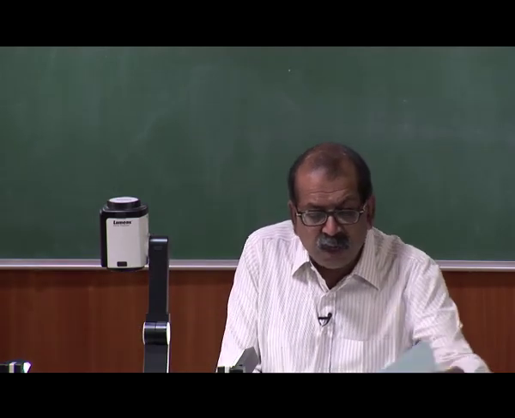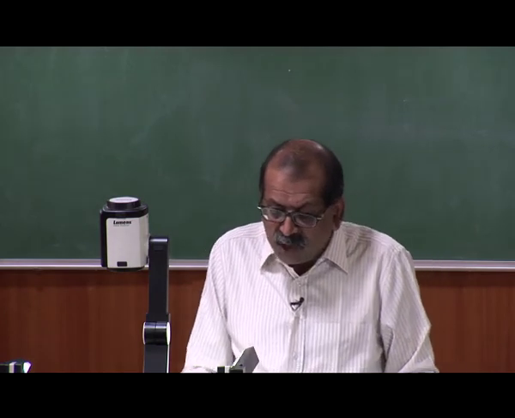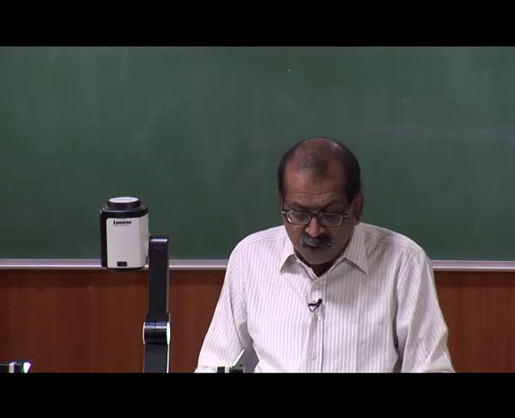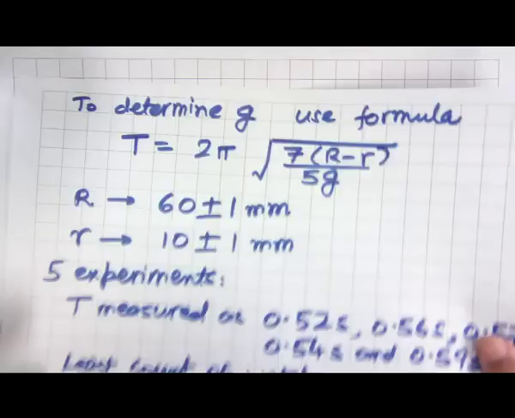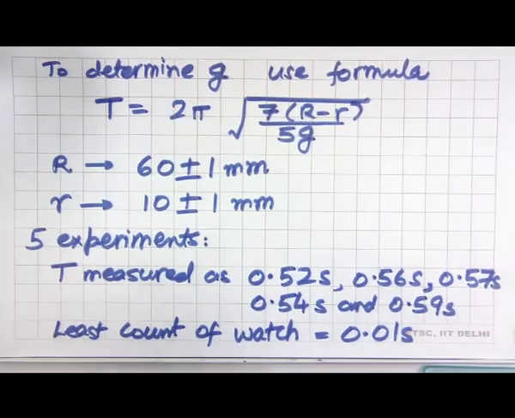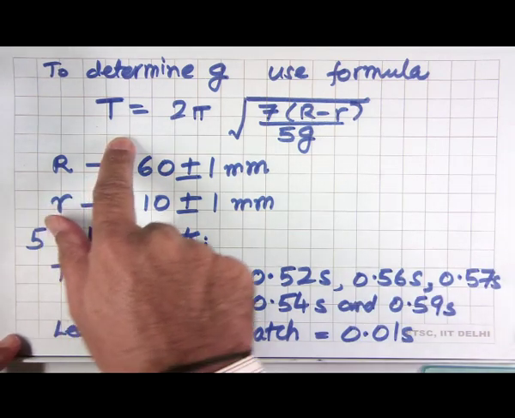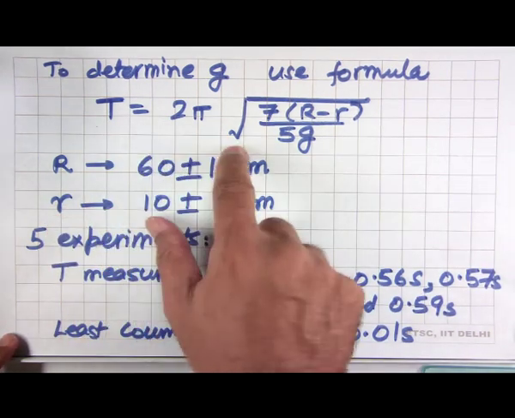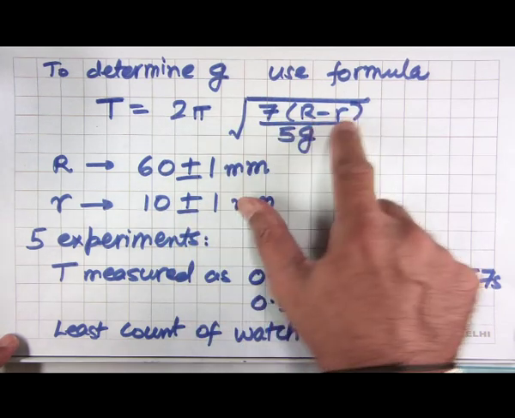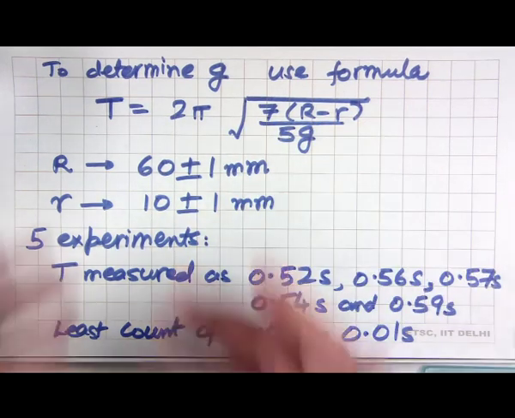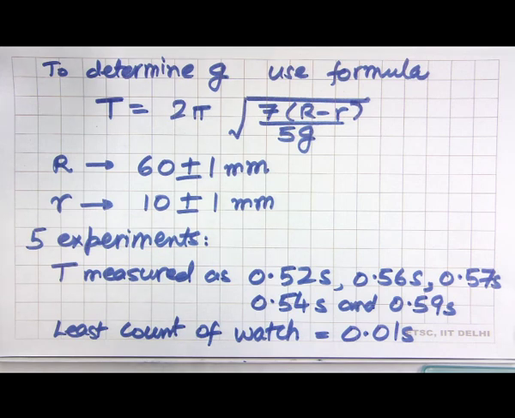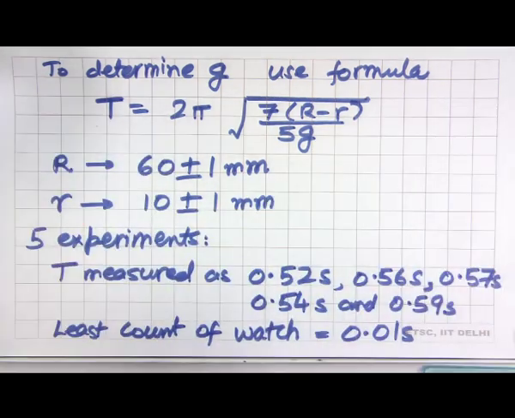Now, let us look at a problem which involves use of all the formulas which we have learnt, and what we have in the problem is to determine the acceleration due to gravity g. One uses the formula for the time period of a watch which is equal to 2 pi times square root of 7 times (R minus r) by 5g. This time period is possibly of some pendulum or some swinging body, and this formula is given to us.